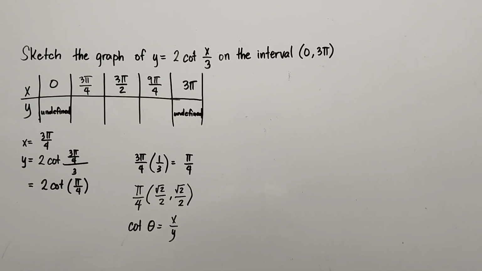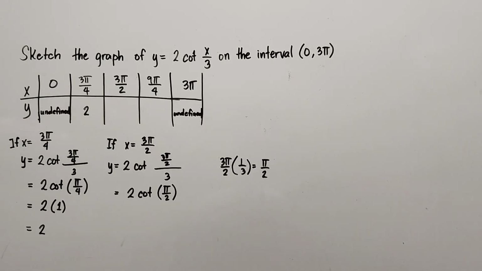That becomes 2 cot pi over 4. The coordinate of pi over 4 is square root of 2 over 2 and square root of 2 over 2. The ratio for the cotangent function is x over y. Dividing square root of 2 over 2 by square root of 2 over 2, the result is 1. Therefore, the cotangent of pi over 4 is positive 1. And 2 times 1 is 2. For x equals 3 pi over 4, y is positive 2.